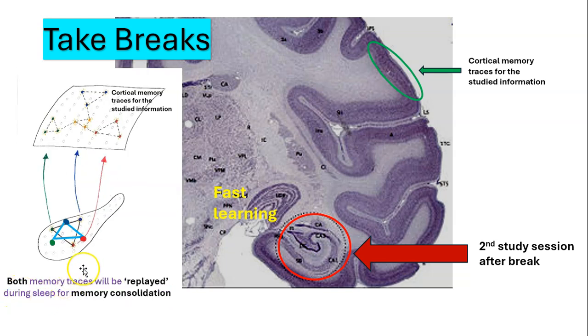So if we take a break and study again, then we'll have 2 hippocampal memory traces that are connected to the very same cortical memory traces. So when we go to sleep, both of these hippocampal memory traces can be replayed, and we'll get an even larger effect in strengthening the cortical memory traces during memory consolidation.